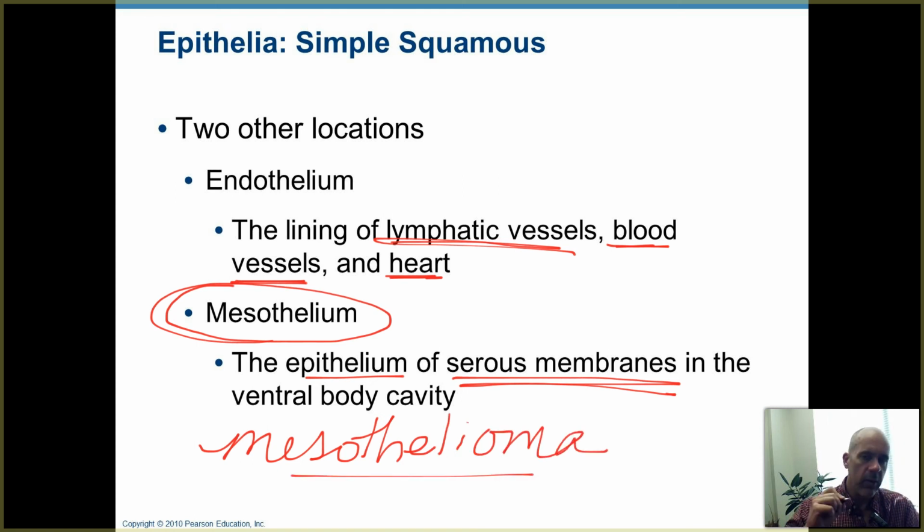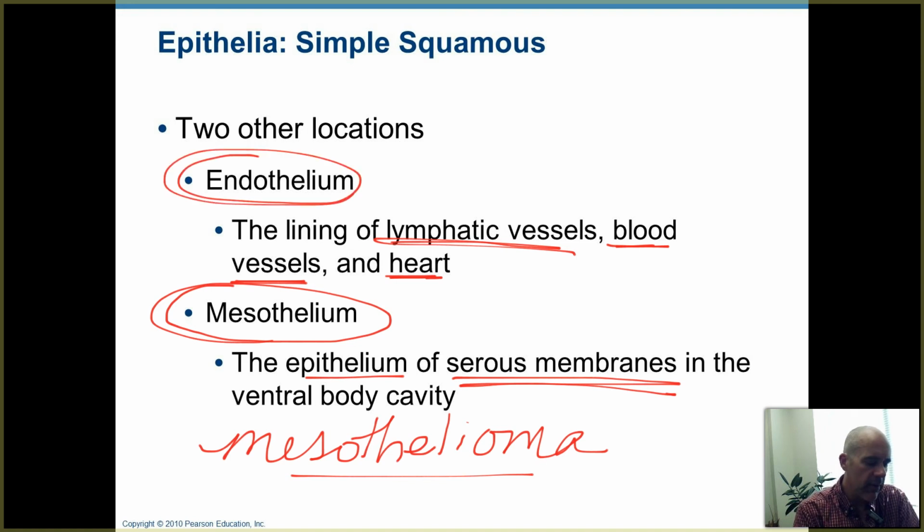Maybe you know somebody who has been diagnosed with a mesothelioma. That is a type of cancer that develops within a serous membrane. Usually it's a type of lung cancer. It's the serous membrane around the lungs that becomes cancerous, and so you have cells that are dividing out of control and forming tumors. That's a mesothelioma.